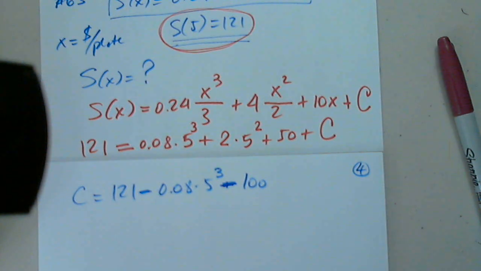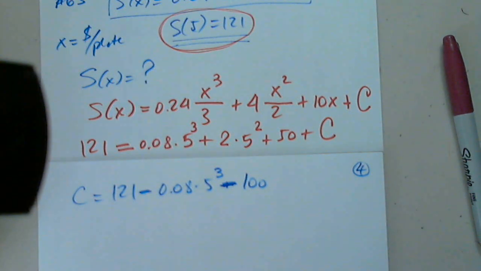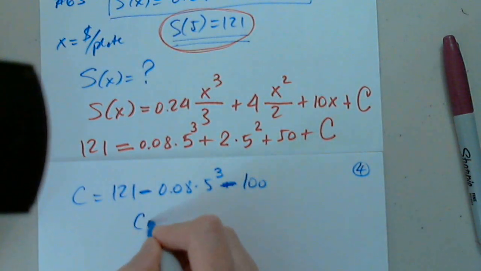And we have 121 minus 0.08 times 125, that's 5 to the third, minus 100. Professor, you wrote 120 instead of 121. I did. Thank you so much. I did write 120. Thank you. Good. So 11. So c equals 11.